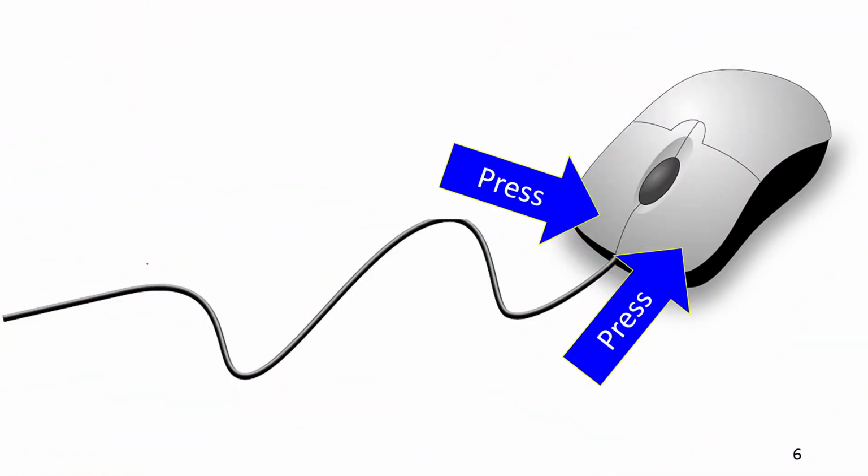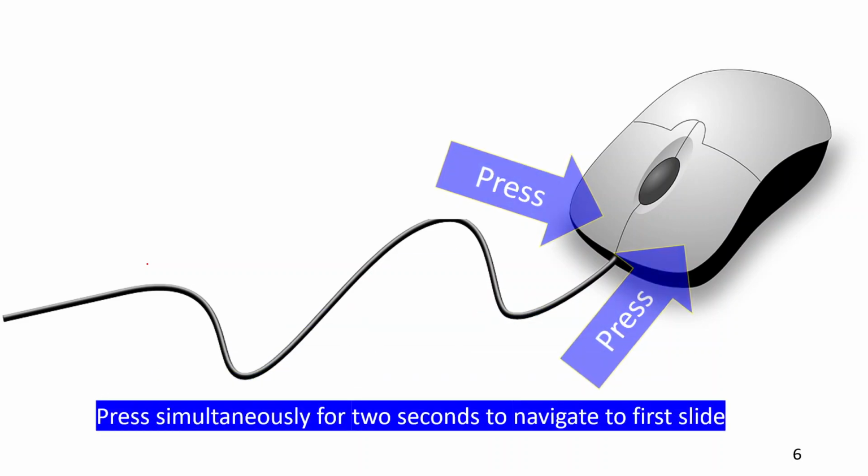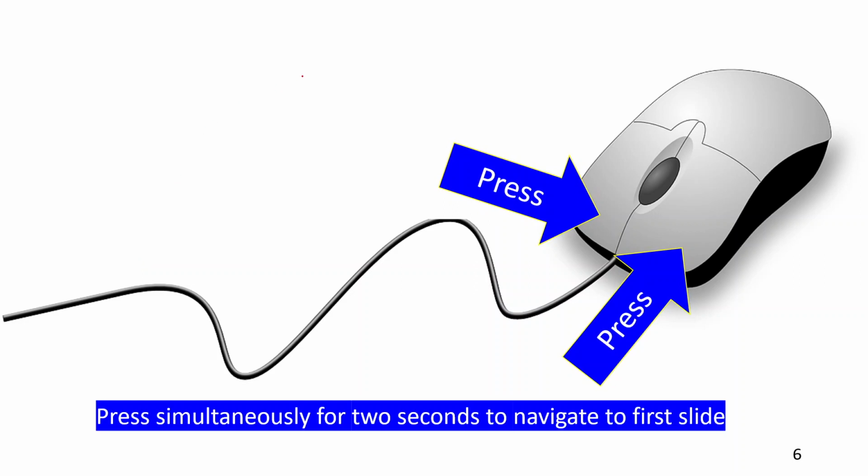Now the next one is a very interesting one. All this time I was telling that mouse should not be used, but here is a nice shortcut key wherein we can press left scroll button as well as the right scroll button of the mouse simultaneously for about 2 seconds, and we can go to slide number 1. So here I am doing it to demonstrate to you how it works. I'm pressing both the keys, left and the right scroll keys on the mouse simultaneously for 2 seconds.